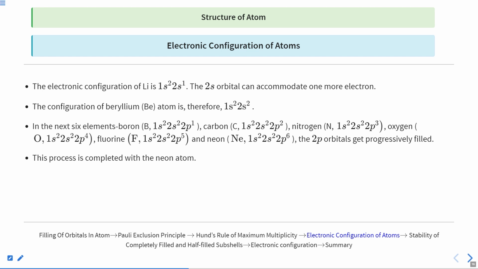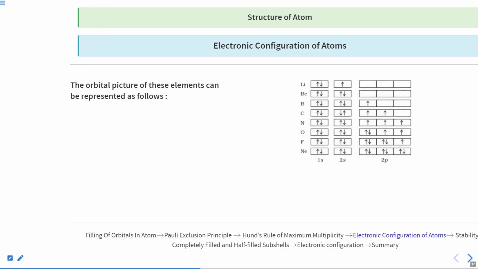Next is the next element, boron. If you talk about boron, it is 1s2, 2s2, 2p1. Then carbon is 1s2, 2s2, 2p2, and nitrogen is 1s2, 2s2 and 2p3. Okay. So we go on filling electrons in the 2p orbital until it is fully filled, and we get the configuration of neon, 1s2, 2s2, 2p6. Now this process is completed with the neon atom, right?